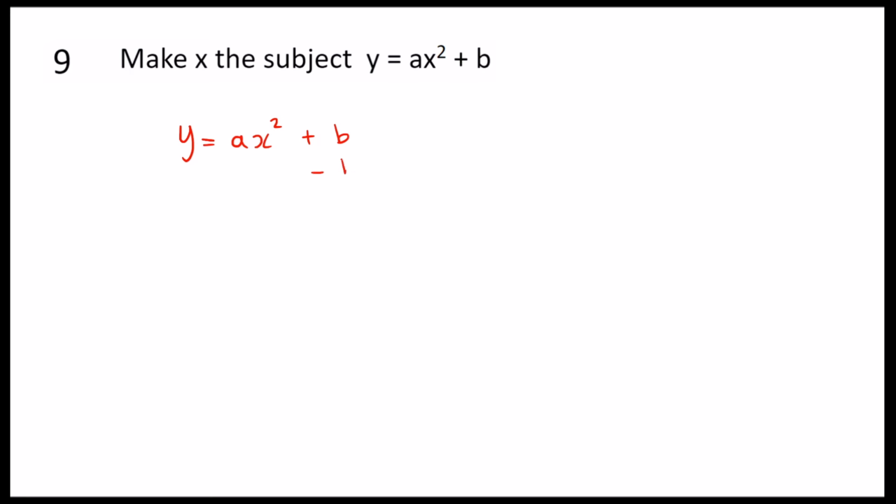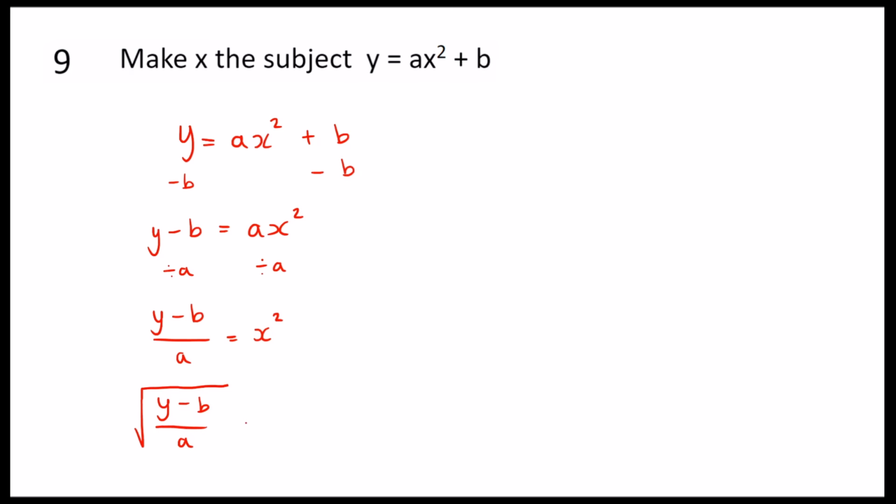So I'm going to start off by taking b from both sides. That would give me y minus b is equal to ax squared. Next I want to divide both sides by a. That would give me y minus b over a, and that is equal to x squared. And the final step is obviously to get rid of the squared by square rooting both sides. So the square root of y minus b over a is equal to x.